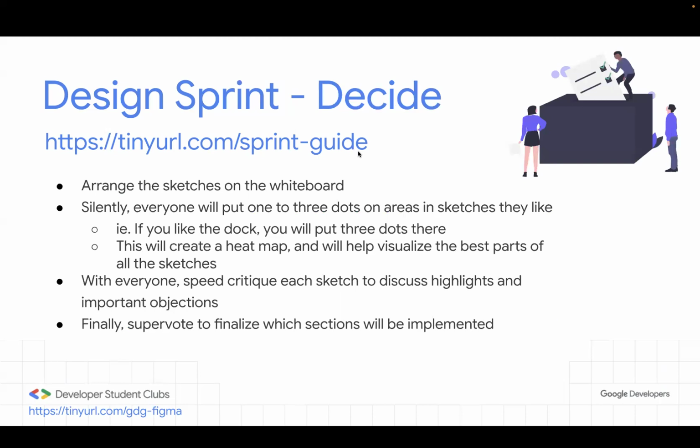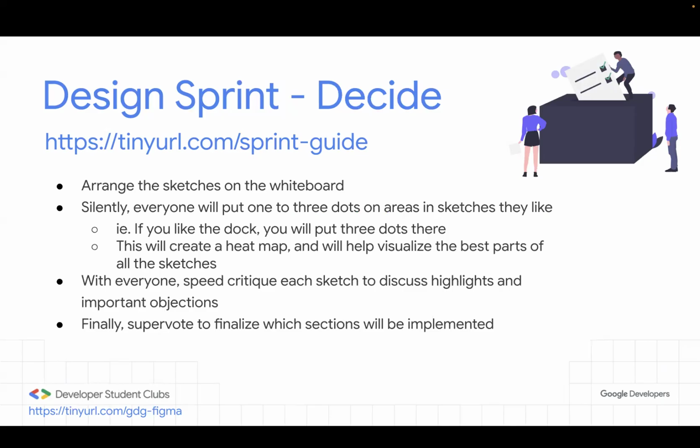And then from there, you come and show the sketches you have and put them on the whiteboard. If you're on a virtual whiteboard, put them on there, or you can just take a picture of it and put it on the virtual whiteboard. And then everyone, similar to the ideas part, puts 1 to 3 dots on areas of sketches that they like. If you like a specific sketch, you put 3 dots. If you kind of like it, put 1, and so on and so forth.